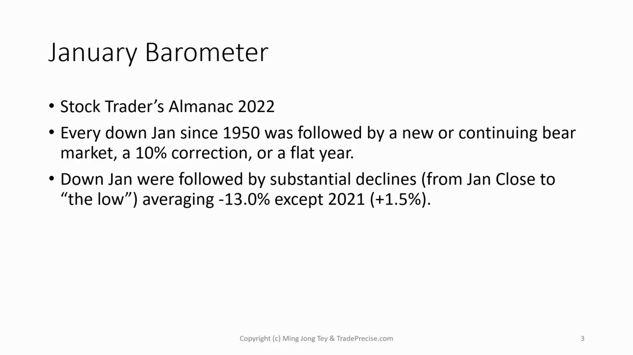The January barometer is basically an indicator of the performance of the market in January. Pretty much, if January is a bullish month, then the whole year will generally end as a bullish year. In the opposite case, if January is a bearish, down month, then it's not so constructive for a bullish environment. In short, every down January since 1950, according to the stats that track the S&P 500 and the Dow as well, was followed by a new or continuing bear market, a 10% correction, or a flat year. That's the conclusion for a down January.